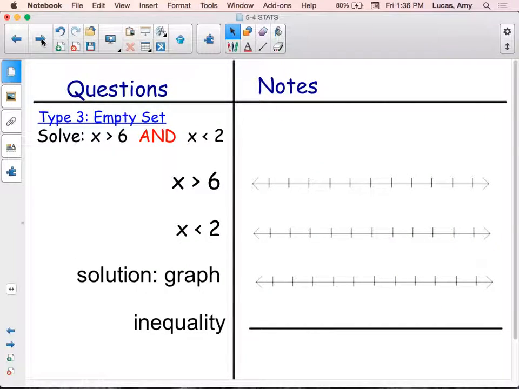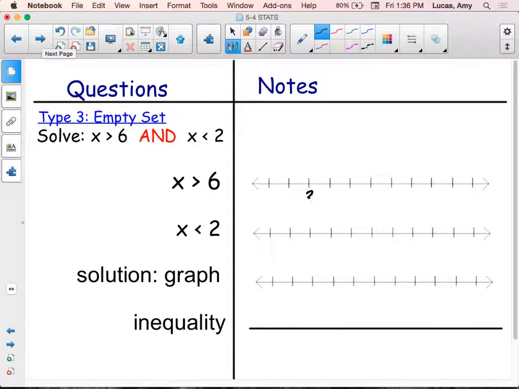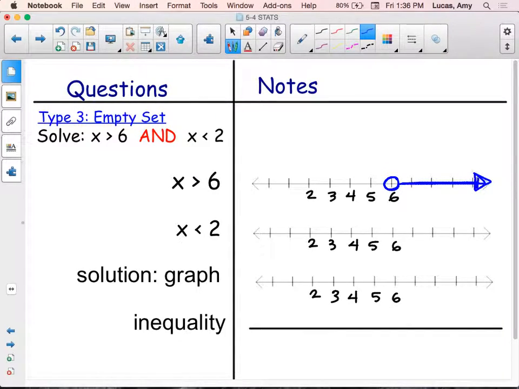Okay, the third type of intersection is called an empty set. On this one, these are basic, so they're ready to graph right away. So I can just draw my graphs from 2 to 6. If it's an empty set, you should see that there is nothing in the intersection. Greater than 6 is open going to the right. And less than 2 is open going to the left.